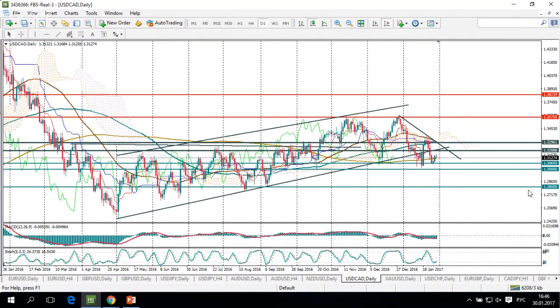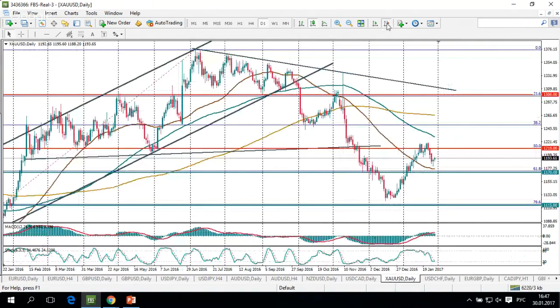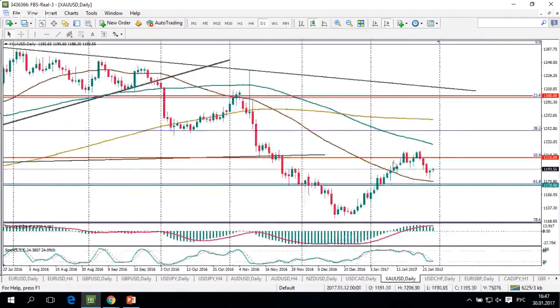There may be some sources of future strength for the Canadian currency, but I don't think that such strength is going to manifest itself during this week. And it is interesting to have a look at the gold chart. We can see that there was a double top for gold, but on Friday there was a hammer candle, and now gold is trying to test higher levels.